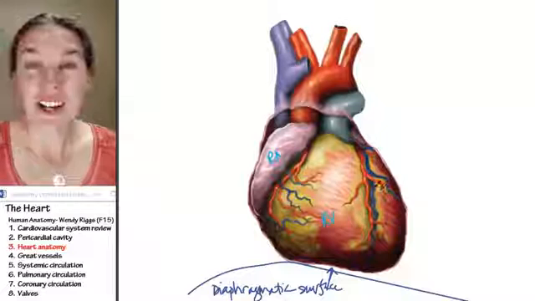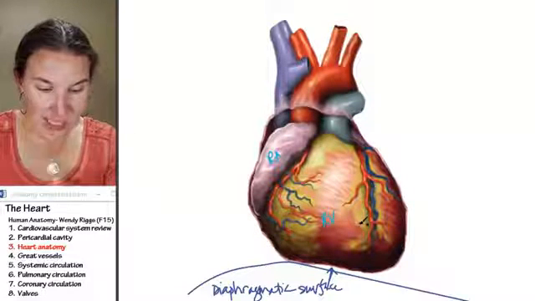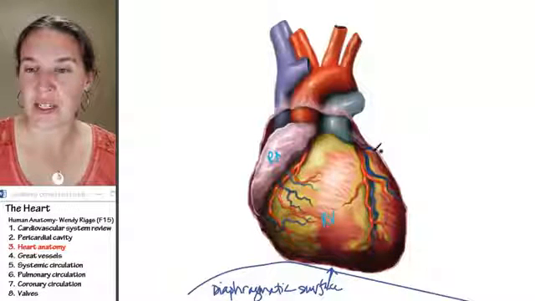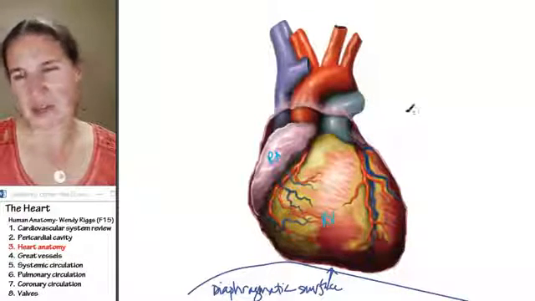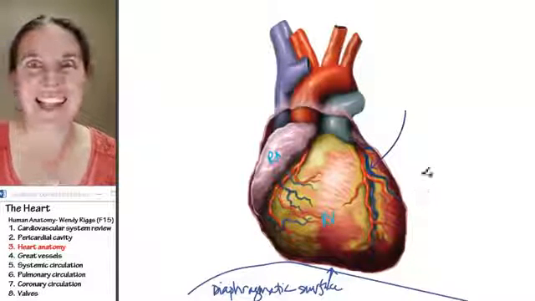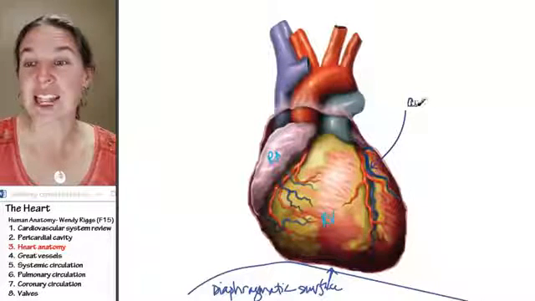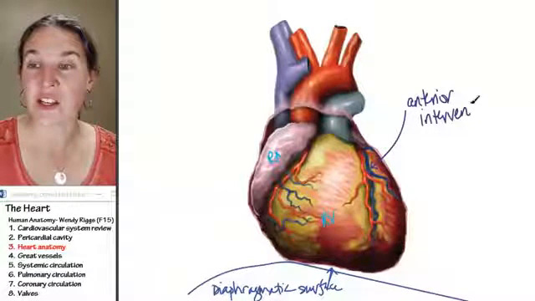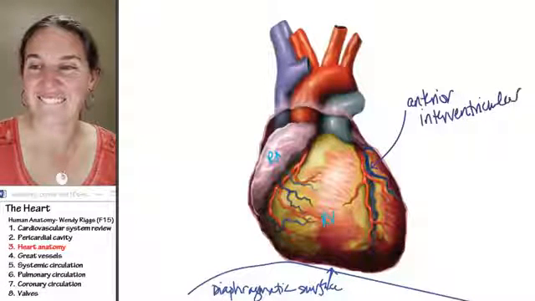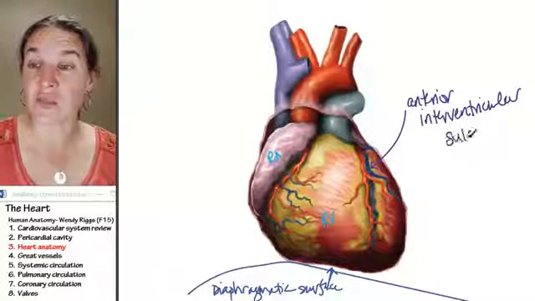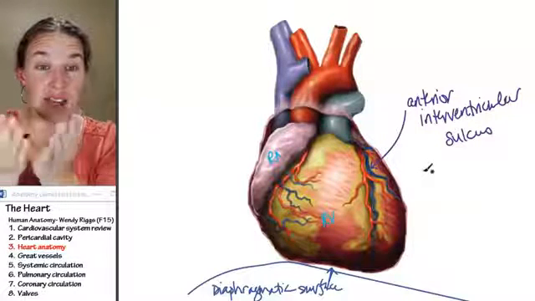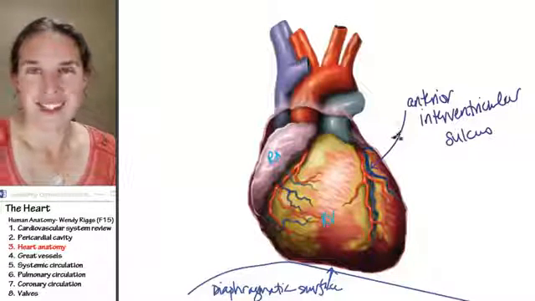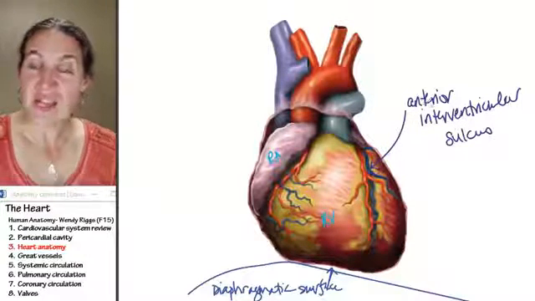And there's a structure on the outside. It's a sulcus. It's a gully. It's a dip. And it's the anterior interventricular sulcus. And I'm not going to be able to draw it, but there's vessels in it, and I'll tell you who those guys are. But this is the anterior interventricular sulcus. Dip. Just like we saw sulcuses in the nervous system, in the brain. So it's just a dip.